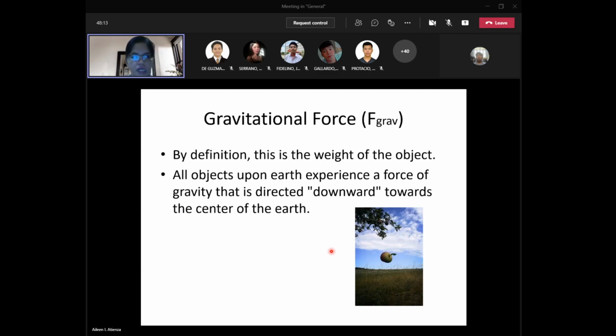So all objects upon Earth experience a force of gravity that is directed towards the center of the Earth. Having the pull of gravity, again, this is only along the y-axis. We're being pulled towards the center of the Earth, so no gravity along the x-axis. Hindi tayo pa-side pag hinihila, kundi pababa mismo.